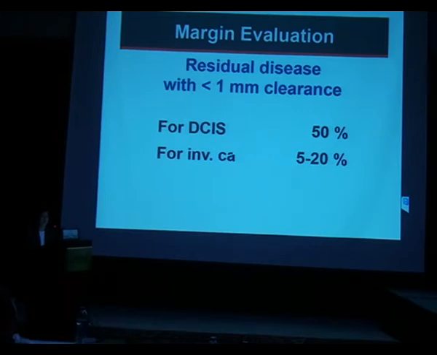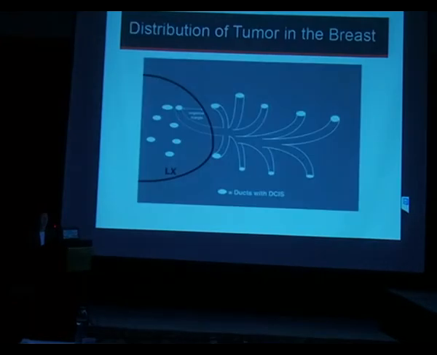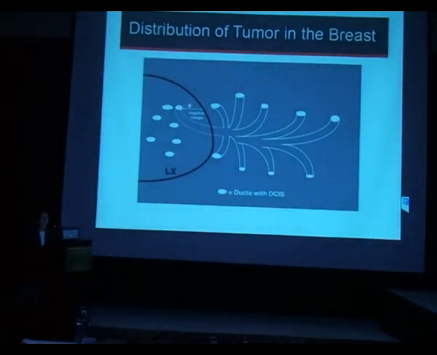High-grade solid comedo DCIS usually tends to be a unifocal lesion. Microcapillary DCIS tends to have more gap lesions like this. So you may have microcapillary DCIS and a negative margin of 2-3 millimeters, but the rest of the ductal system may have skip lesions, so you still have DCIS.